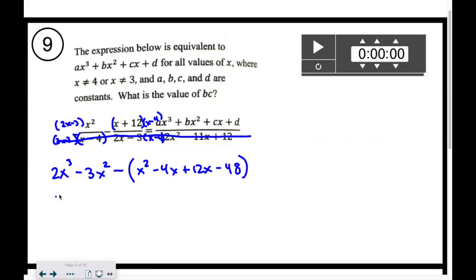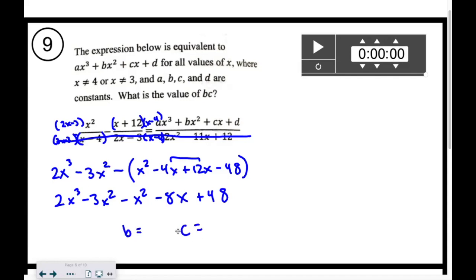And then I'm going to do one more step. So 2x cubed minus 3x squared. I'm going to combine these and distribute the negative. So I'm going to get minus x squared. This is 8x, but I'm going to be subtracting it. And then I'm going to have a positive 48 because, again, I'm distributing the negative. And then I'm going to stop there because now I'm just going to look at it and say, okay, I need the value of b and I need the value of c.